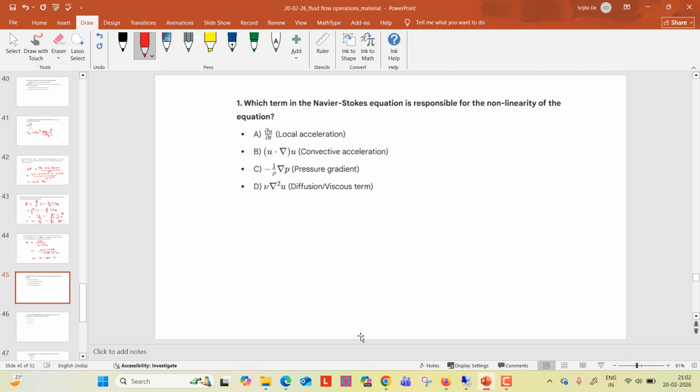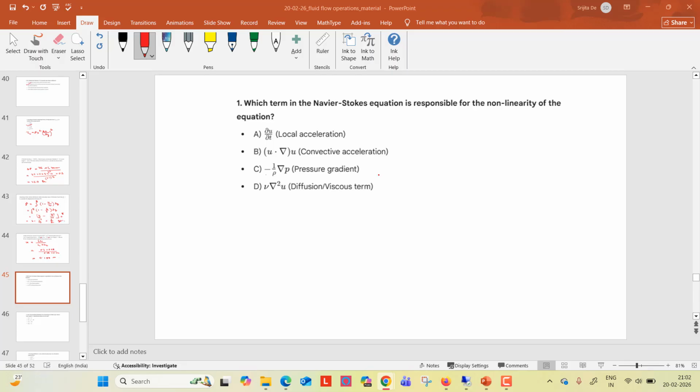Next, which term in the Navier-Stokes equation is responsible for non-linearity of the equation? We have done it in the first couple of questions. It is written there that the convective acceleration term is the non-linear term, right?